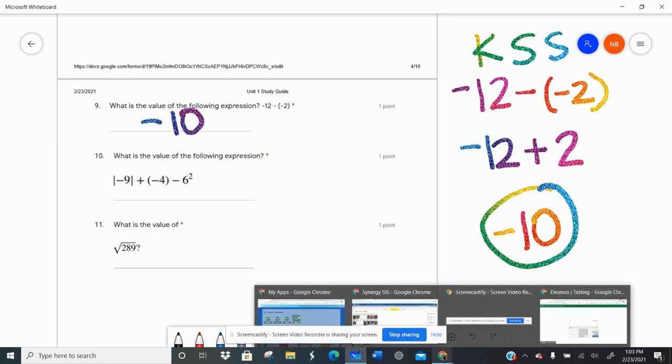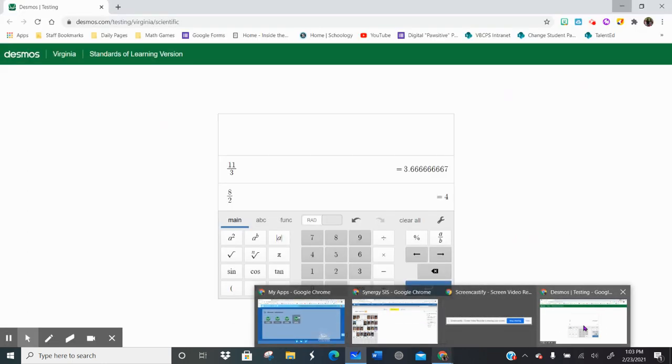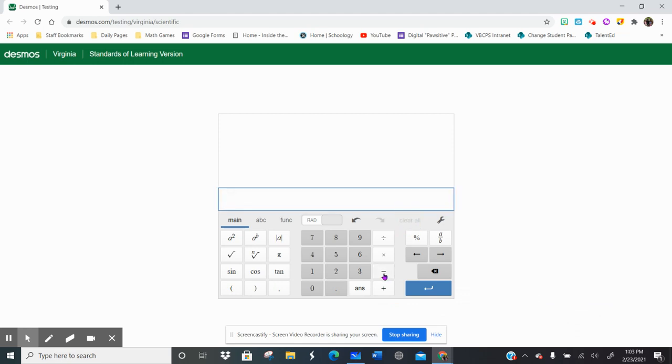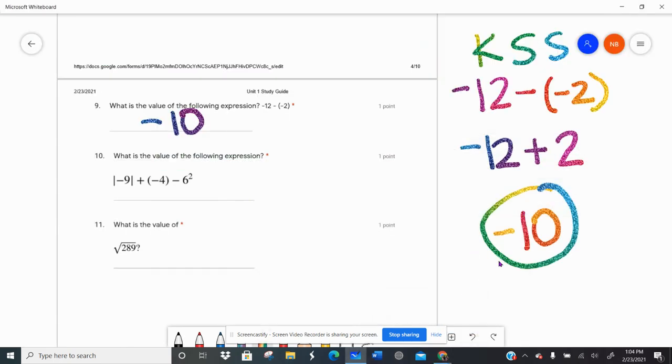If I wasn't feeling super confident about that, I would just pull up that Desmos calculator. And I'm going to type it in. -12 minus -2. Boom, -10. I'm basically a genius. I pat myself on the back and I move on to the next question.